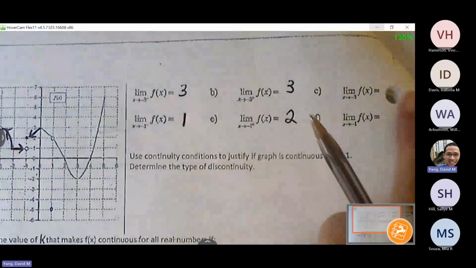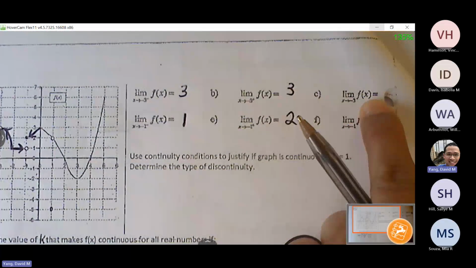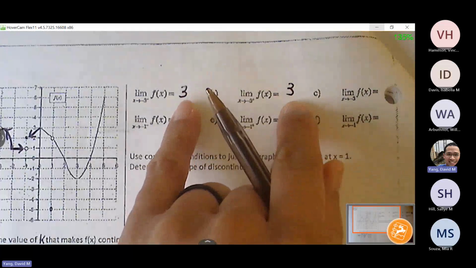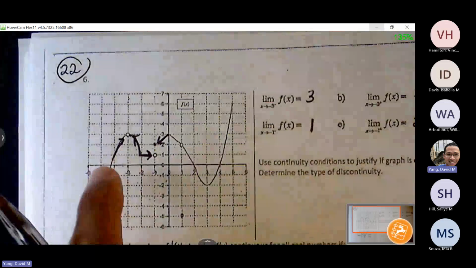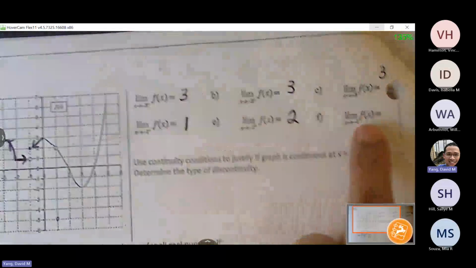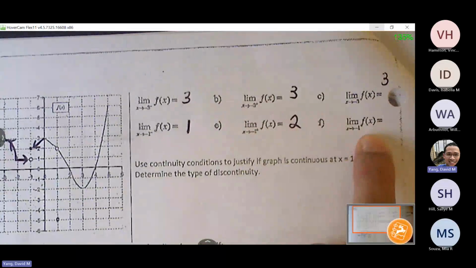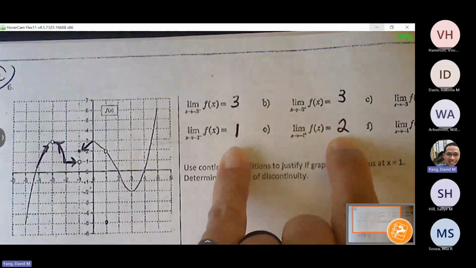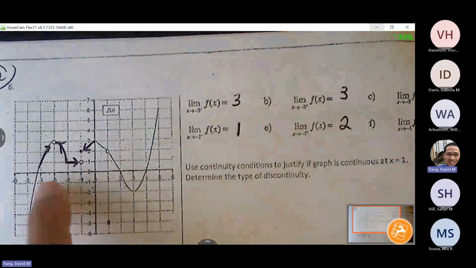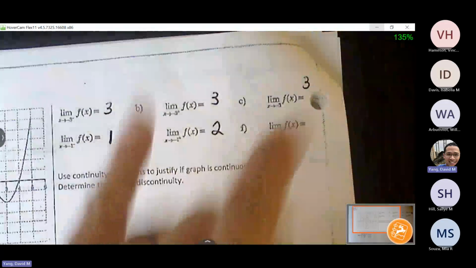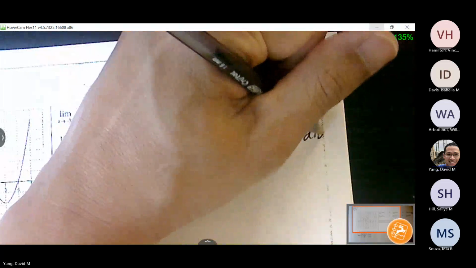Now we're asking, what is the full limit? In order for a full limit as x approaches -3 to exist, the one-sided limits have to agree. So are the arrows headed towards the same y value? They are. They're both headed towards 3. In order for a limit as x approaches -1 to exist, you have to make sure that the arrows are headed to the same y value, and they are not. One arrow is headed towards 1, the other towards 2. So this does not exist.